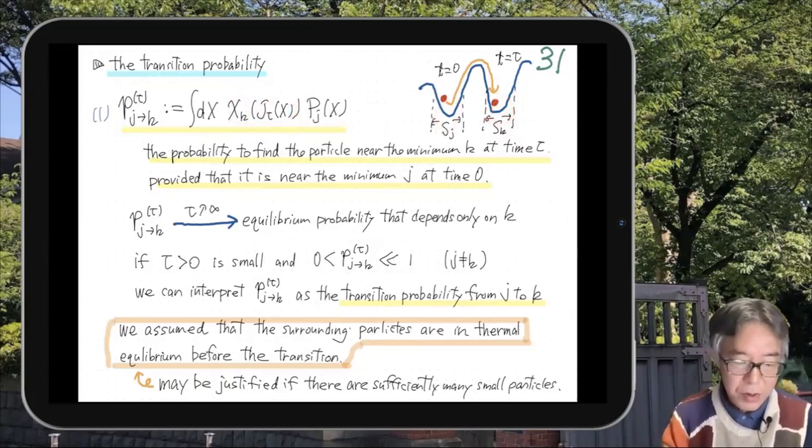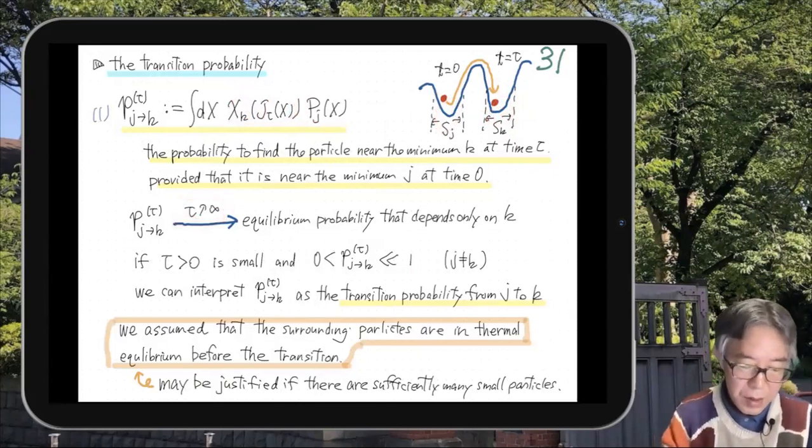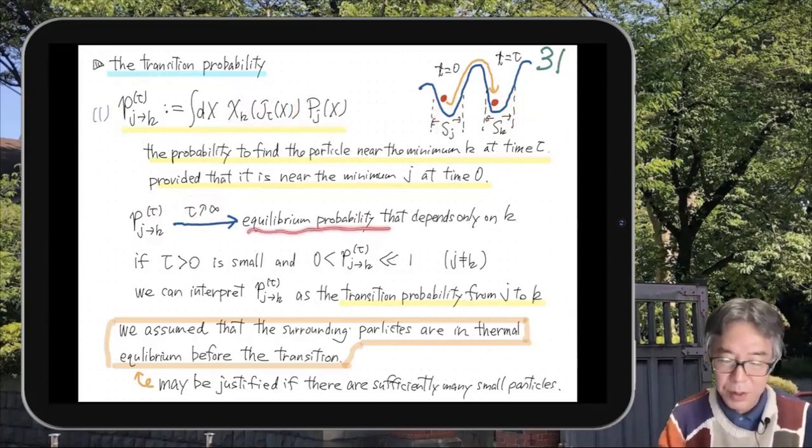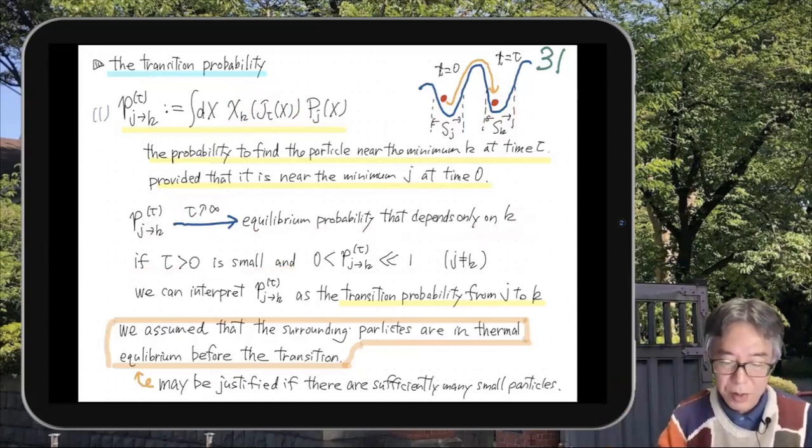If this tau is too long, if you let this tau go to infinity, then this one becomes essentially the equilibrium probability distribution of this k, and it depends only on k. It doesn't depend on j. So that is what will happen if tau is too large. But if tau is small enough, so that this transition probability is very, very small, it means that in this small amount of tau, the particle doesn't travel much. I mean, it's almost here, but sometimes with very small probability, it's here or it's here.